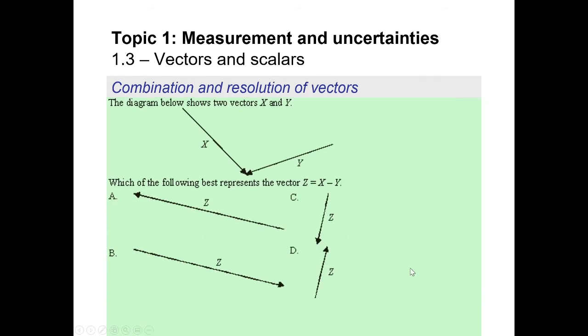All right, here we go. Now that you saw what to do with x and y, here are slightly different x's and y's. The diagram below shows two vectors, x and y. Which of the following best represents the vector z, which is equal to x minus y? So give that a try, pause the video, and see if you can solve that. Okay, hopefully you had a chance to give that a try. Let's go to the page and work this out.